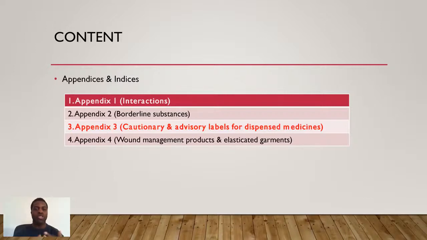Appendix 3 is your cautionary and advisory labels for dispensed medicines. Those are little cautions that you have about every medication, and this normally comes up in questions, or what sort of advice you can give to certain patients on certain medications, for instance, with your diabetic drugs, or with your antibiotics, or with some of your respiratory drugs, your inhalers. So that's really important. Or your indigestion tablets, antacids, the many things that we're going to go through in the lectures. So key things for you to remember, okay? Appendix 1 and Appendix 3 are the most important ones.